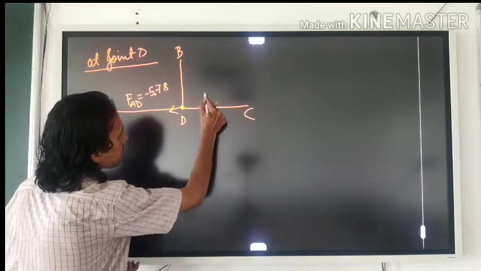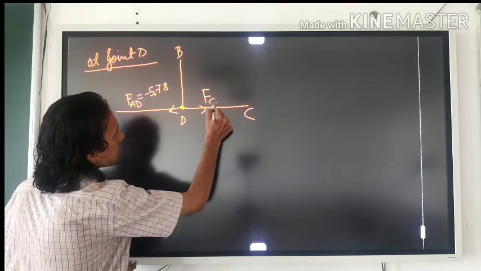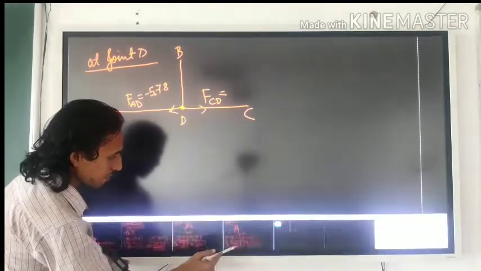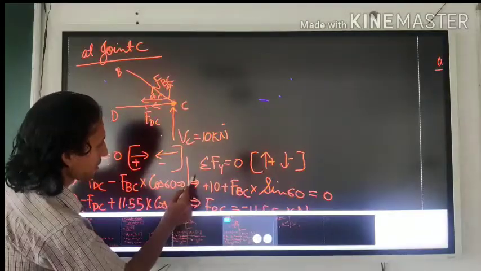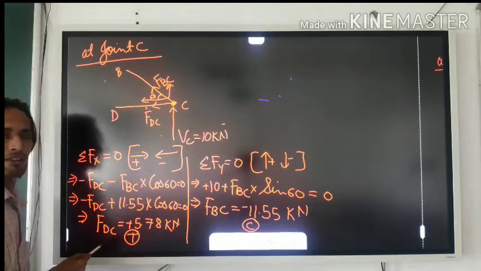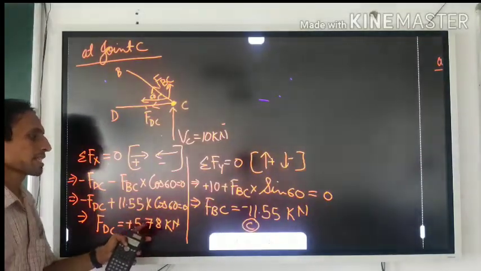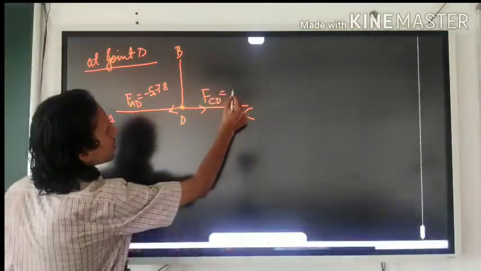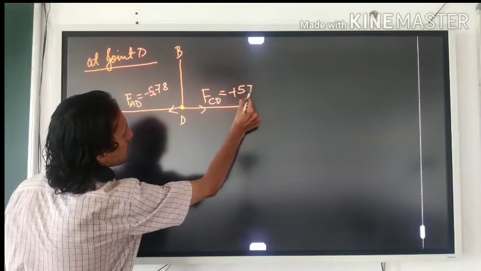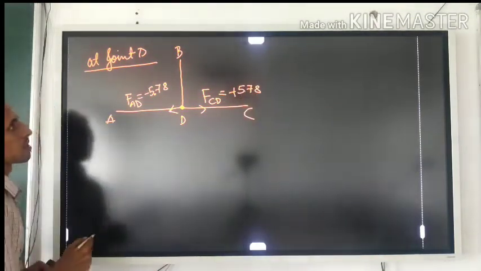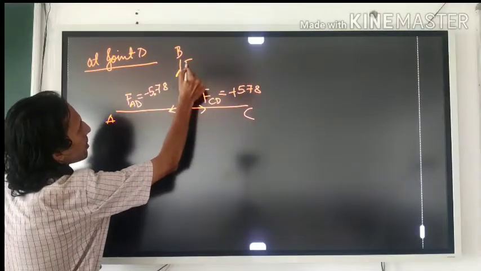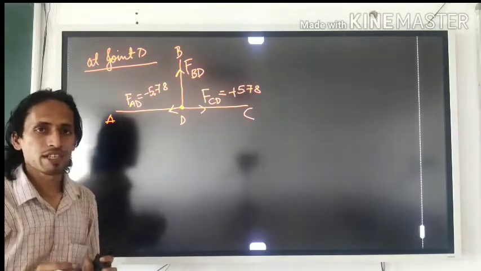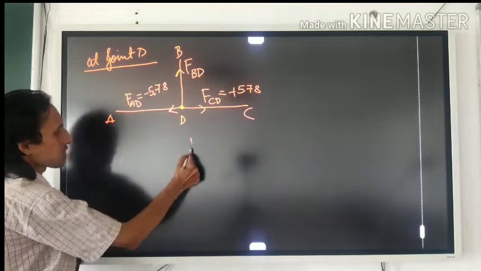And for this force FCD, we have also calculated FCD. See here, what is the value? Positive 5.78. So put it there. And assume that this member force BD is in tension.